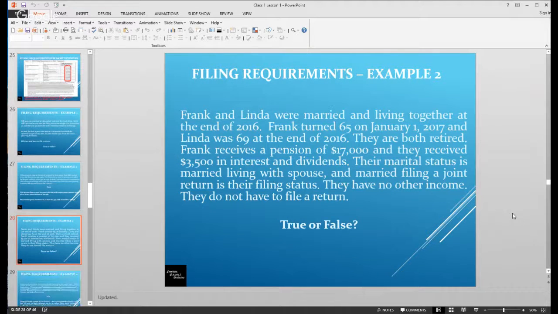Frank and Linda were married and living together at the end of 2016. Frank turned 65 on January 1st, and Linda was 69 at the end of 2016. They are both retired. Frank receives a pension of $18,000, and they receive $3,500 in interest and dividends. Their marital status is married living with spouse, and they file a married filing joint return as their filing status. They have no other income. They do not have to file a return, true or false.